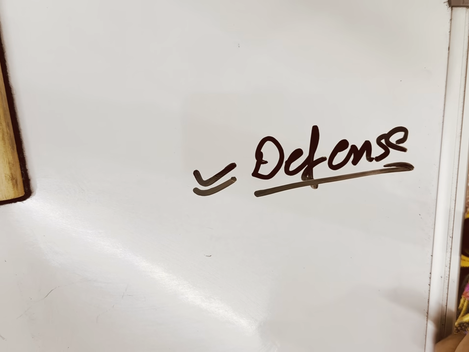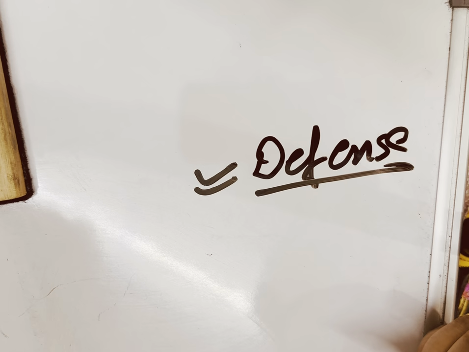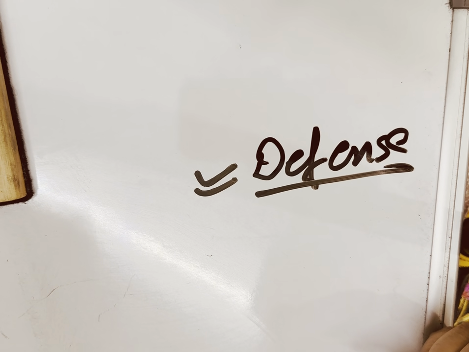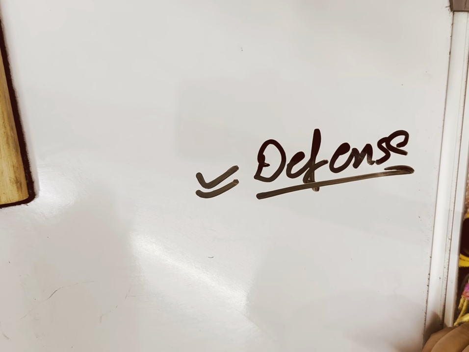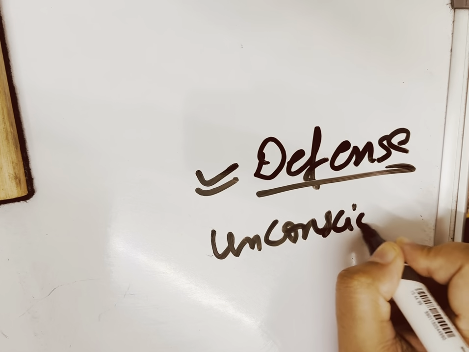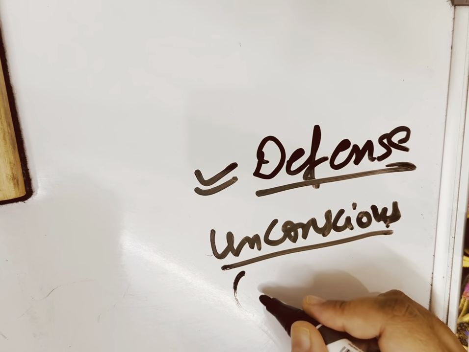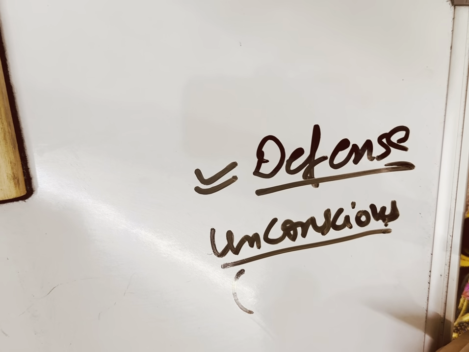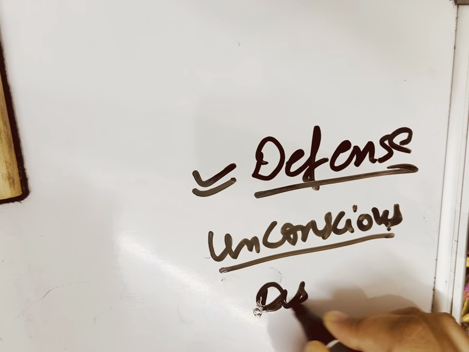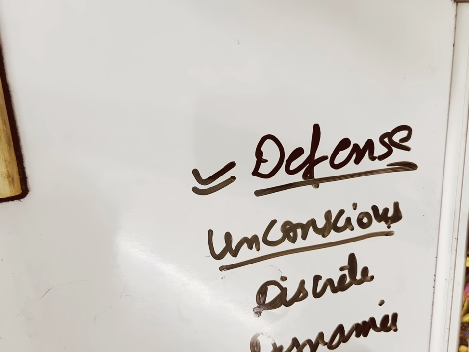So defense mechanisms, what are they? This is a way where the ego in a person wards off anxiety and controls instinctive urges and unpleasant emotions. They are unconscious, so be very clear with that. They are unconscious, except some like suppression, which is conscious. They are discrete, they are dynamic, and they are irreversible.